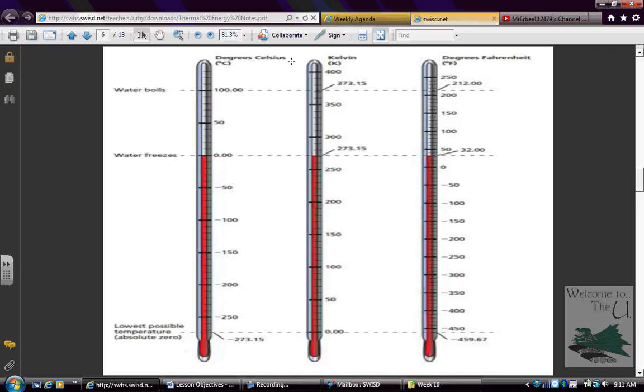But for going from either Celsius or Kelvin to Fahrenheit, there's an actual formula that I'll give you, and you can get some practice with it. But it's not really so important that we go over it right now.